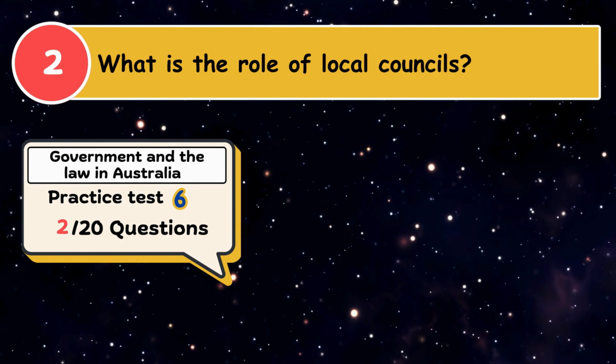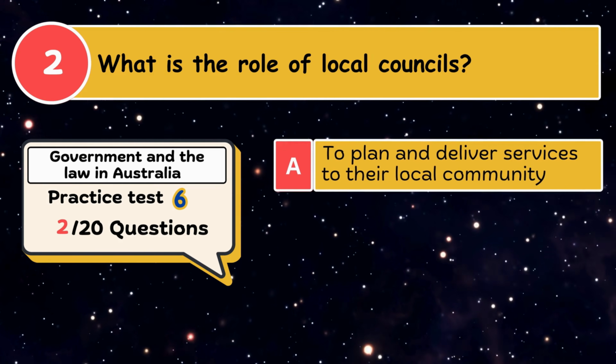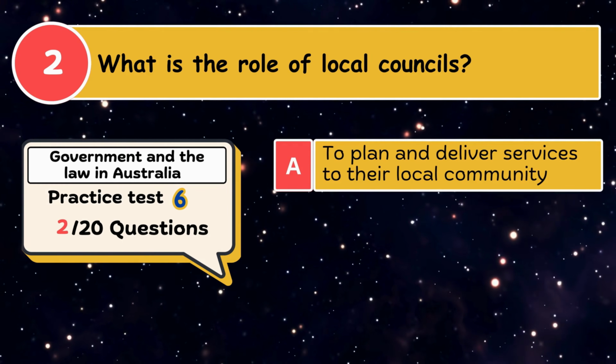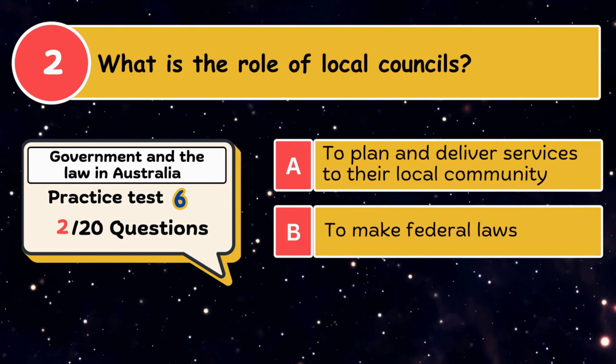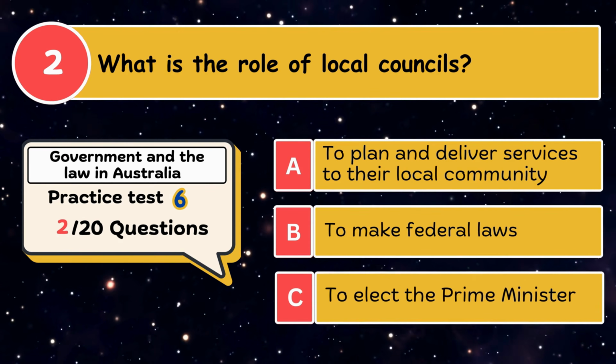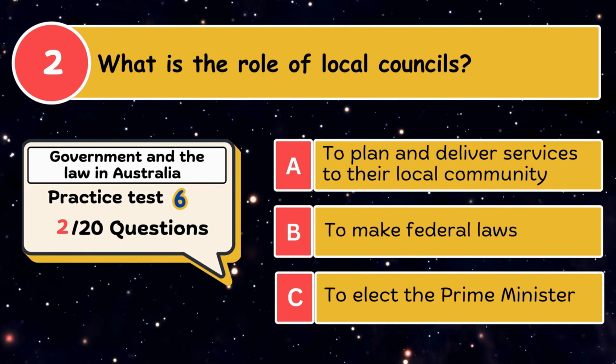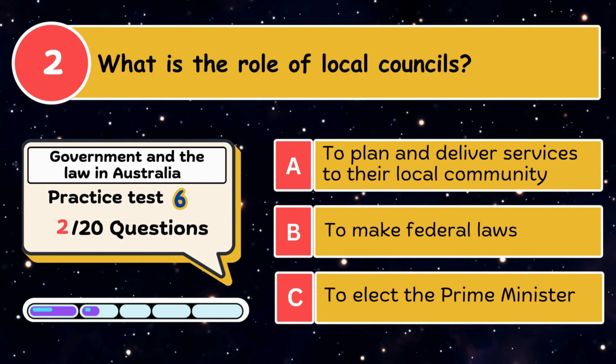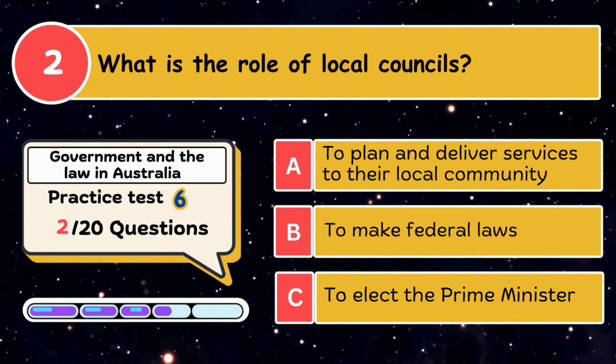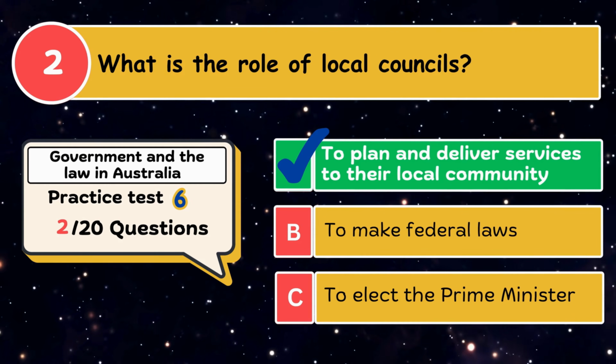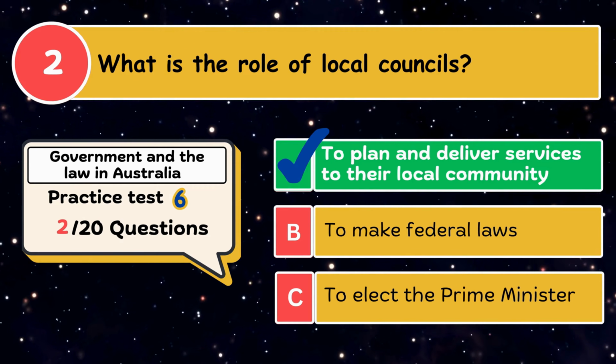What is the role of local councils? A. To plan and deliver services to their local community. B. To make federal laws. C. To elect the Prime Minister. The correct answer is to plan and deliver services to their local community.